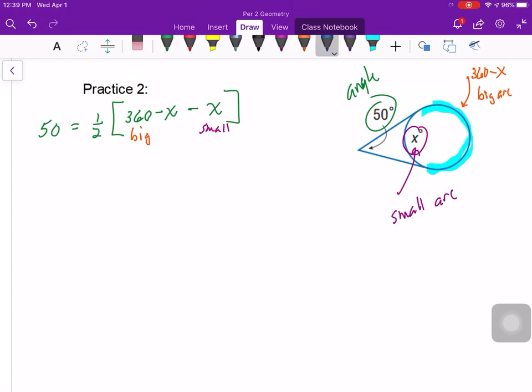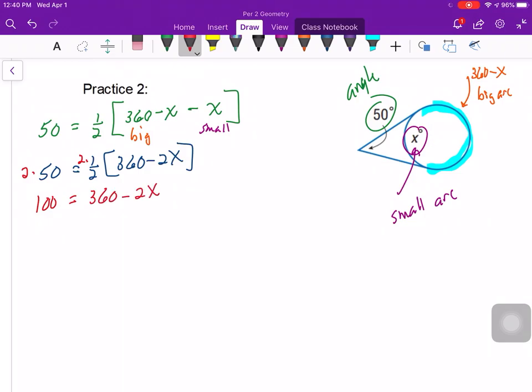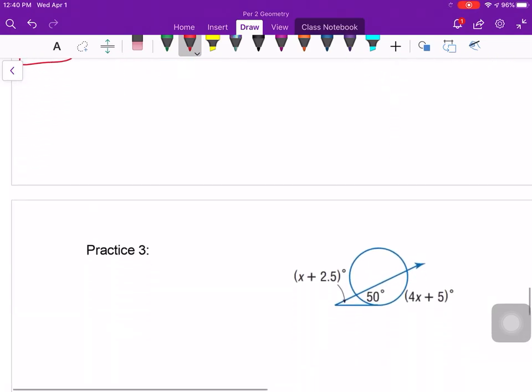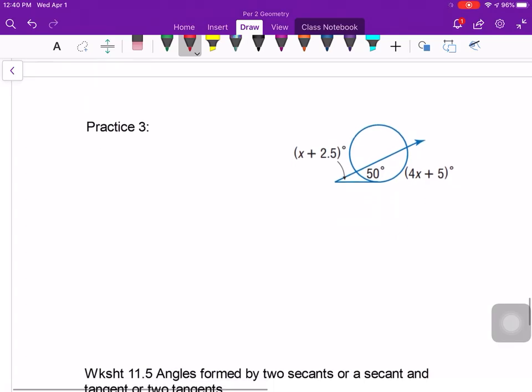Here we have big, here we have small. Combining the like terms, 50 equals 1/2, 360 minus 2x, multiplying by 2 on both sides. 100 equals 360 minus 2x. Subtract 360, I get negative 260 equals negative 2x. Divide by 2, x equals 130.